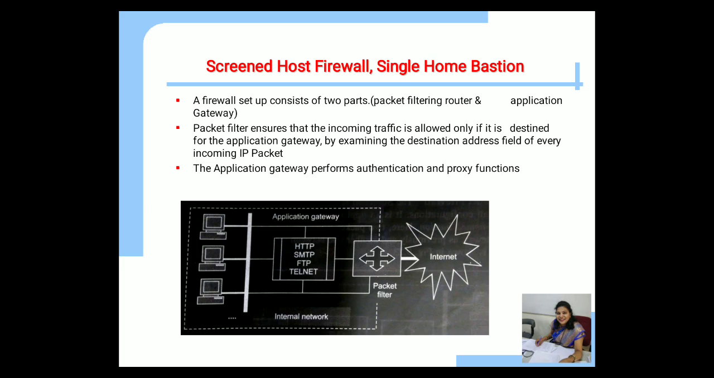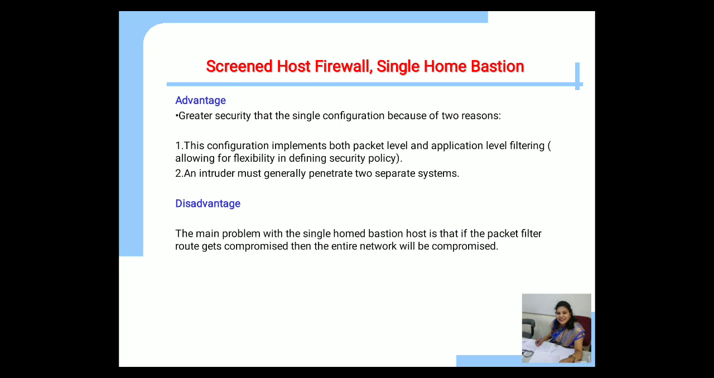So the packet filter ensures that the incoming traffic is allowed only if it is destined for the application gateway, by examining the destination address field of every incoming IP packet. The application gateway performs the authentication and the proxy function. But there is one disadvantage: if any attacker compromises or attacks the packet filtering router, then your internal network is open to the internet.